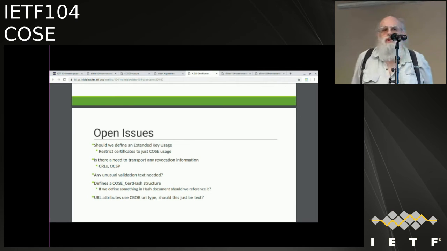So do we want to do an extended key usage? My inclination is no. But if there's anyone who wants to restrict certificates to just being COSE, then it makes sense to do it. Do we want to worry about transporting revocation information? Again, my answer is probably not. If someone really needs to do it, then I want to know about it. But other than that, I don't care.